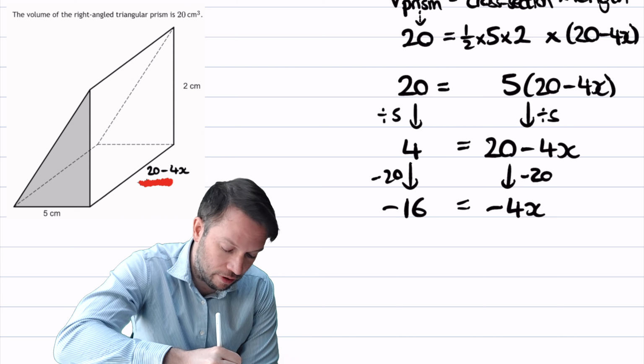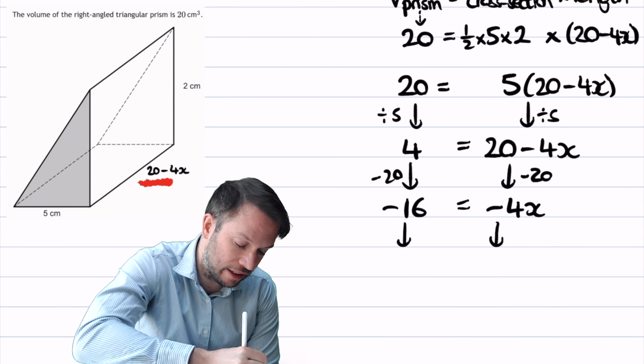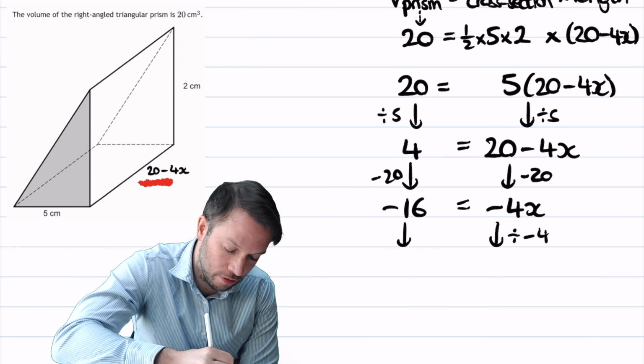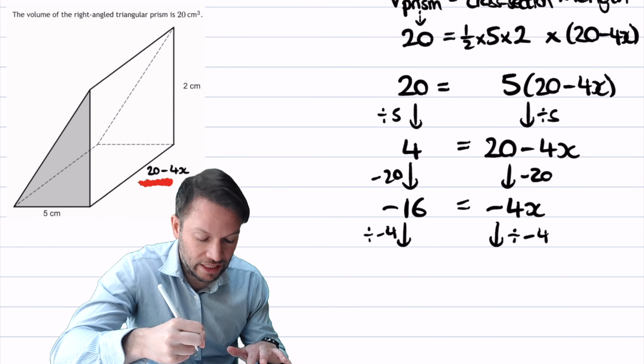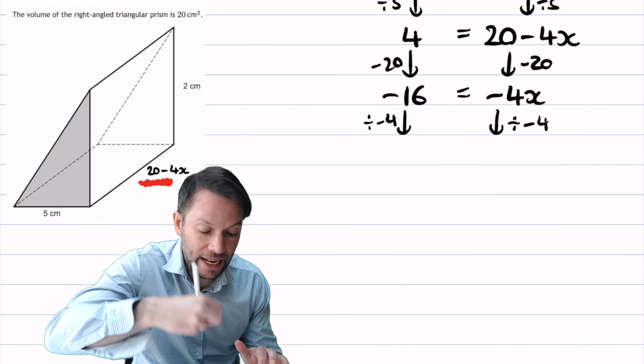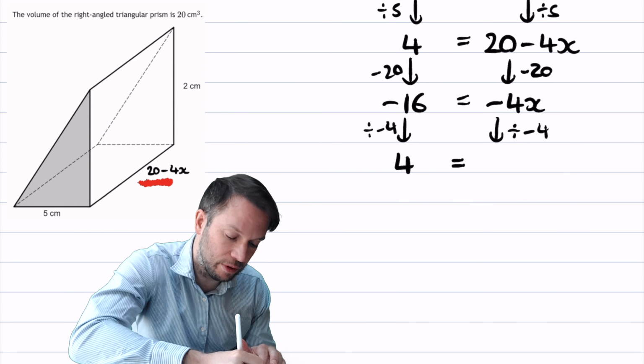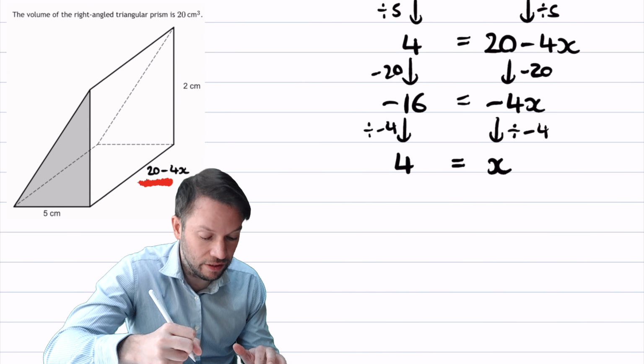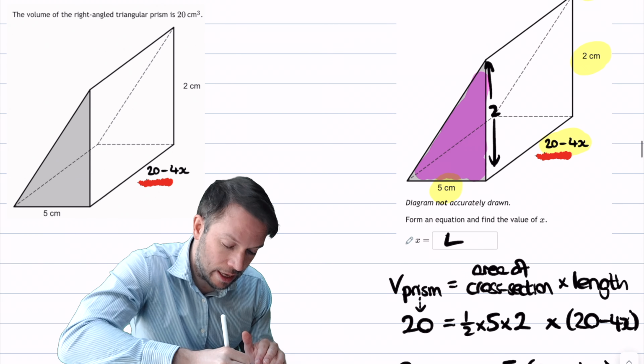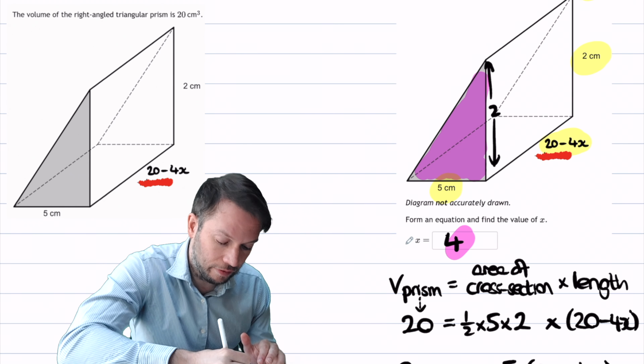And then to get rid of the minus 4 in front of the x, we divide both sides by minus 4. Now, negative 16 divided by negative 4, negative divided by negative is positive, so we get positive 4, and on the right-hand side, we're just left with x. So we've worked out that x is 4, and I'm going to put it in the box to say that's the final answer.